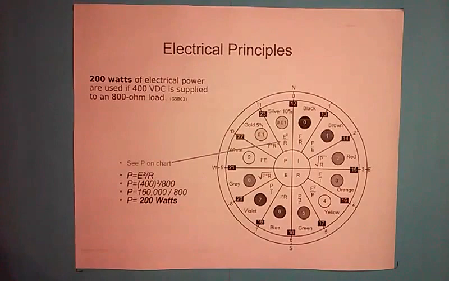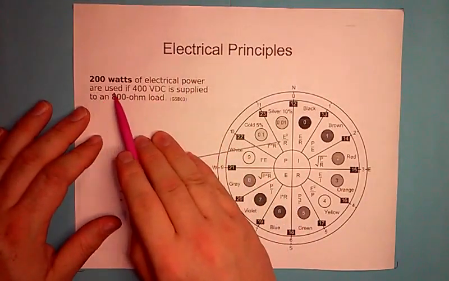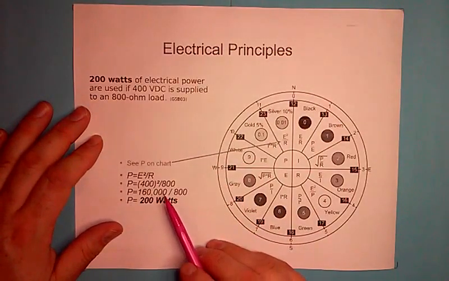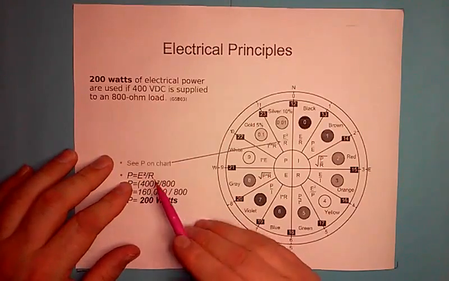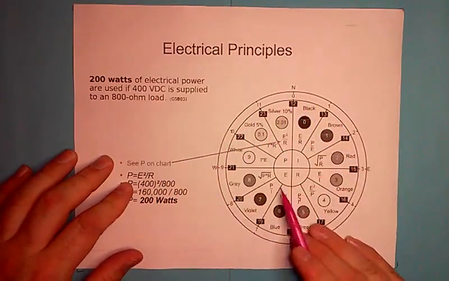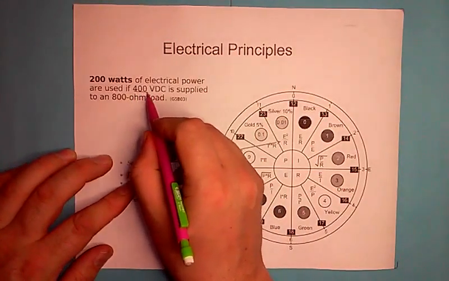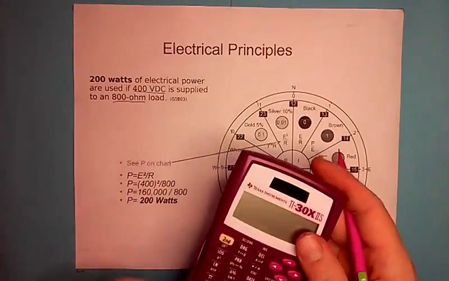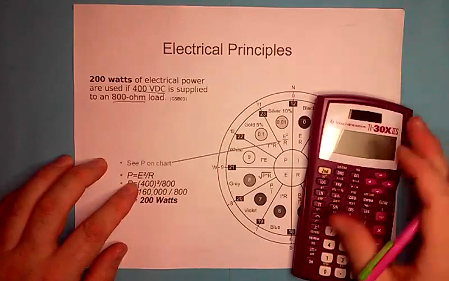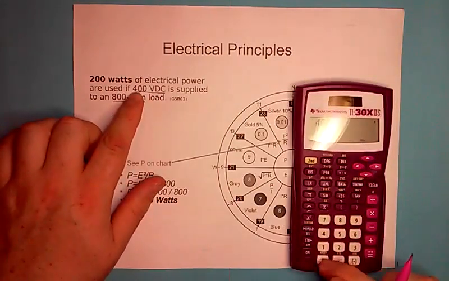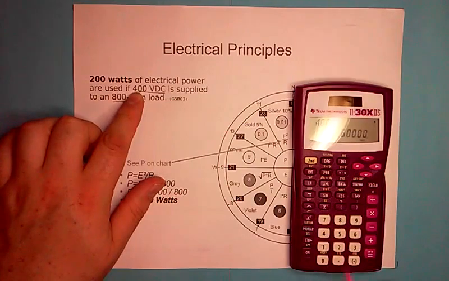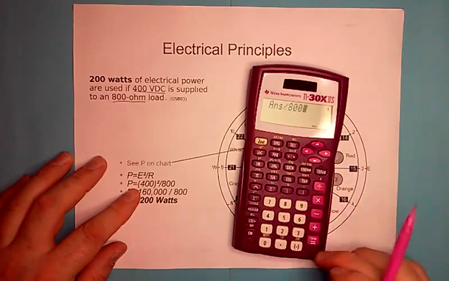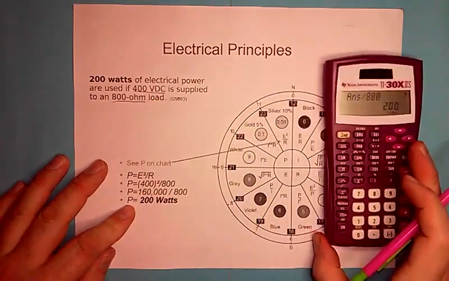Electrical principles. All right, 200 watts of electrical power are used if 400 volts is supplied to an 800 ohm load. So what they're asking for is power. If we look on our Ohm's law chart, for power they give us 400 volts and 800 ohms. So we use our calculator, E squared over R. So E, which is 400, squared equals 160,000. Divide that by 800, and that will give us our power, 200 watts.